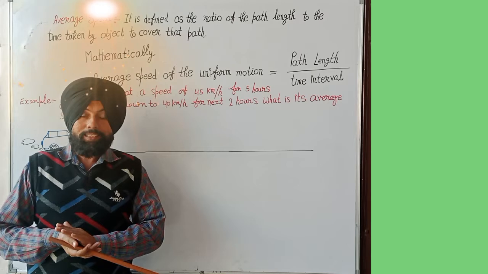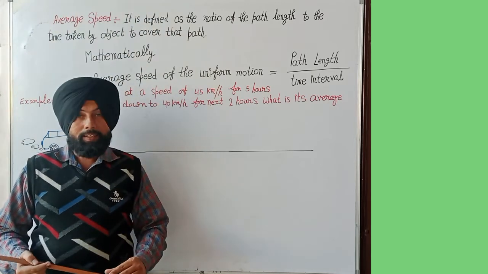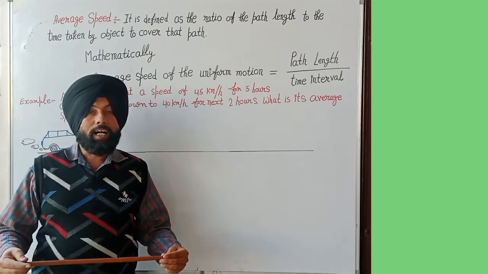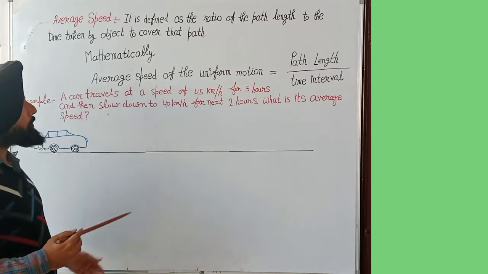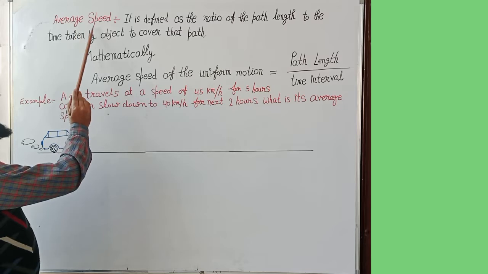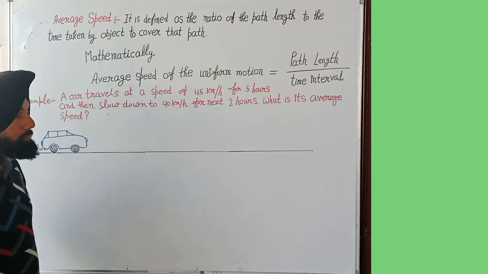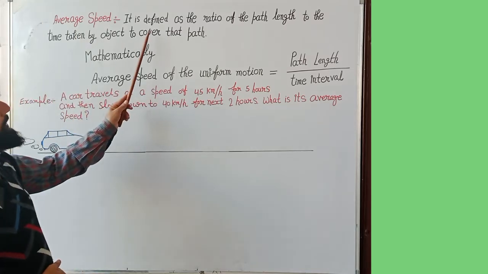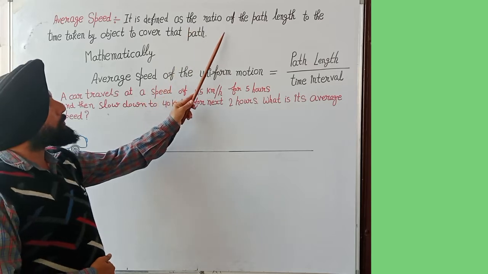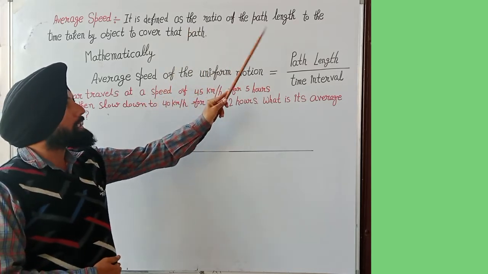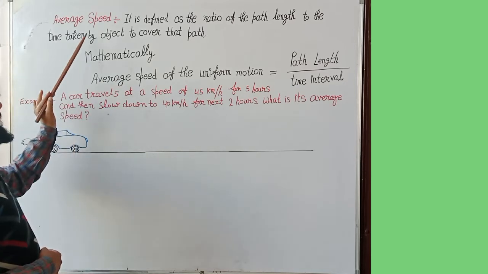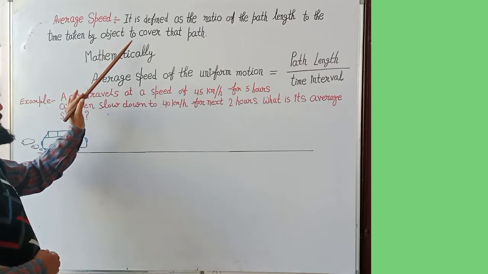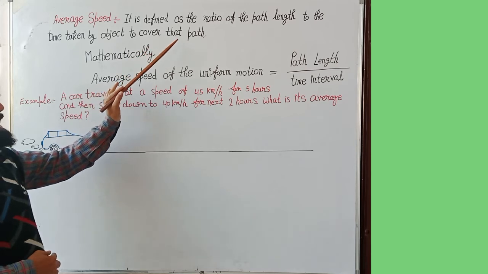Hello students, now we discuss the next topic. Our next topic is average speed. It is defined as the ratio of path length to the time taken by the object to cover that path.